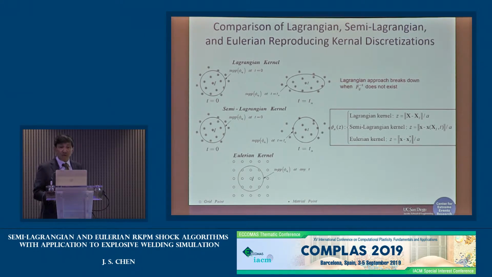You just have to make sure that you have sufficient neighbors, and I will show you that having sufficient neighbors is necessary to construct the approximation. Whereas in the semi-Lagrangian kernel, because the neighbors could change, you either redefine the support at every time step, which can be expensive, or you do something else. So that's what I'm going to address first, and then I'll get into the shock physics of the problem.